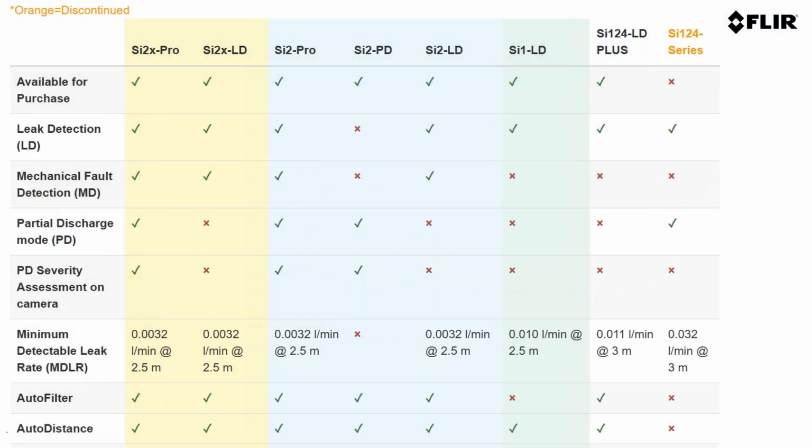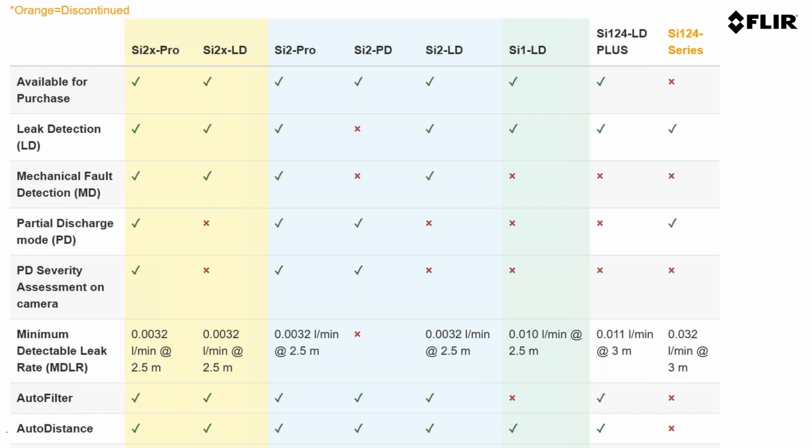Maybe Abraham can take care of this now. Yeah, and then in the next slide, we have a comparison table which shows all the models from the SI series. This is a comparison table that represents the main characteristics of the cameras, and we can see their usage and differences, of course.